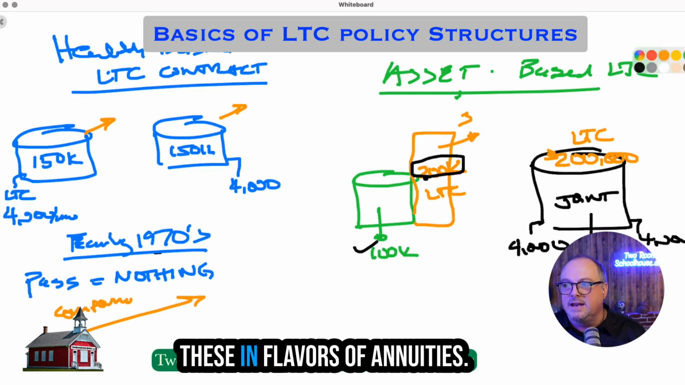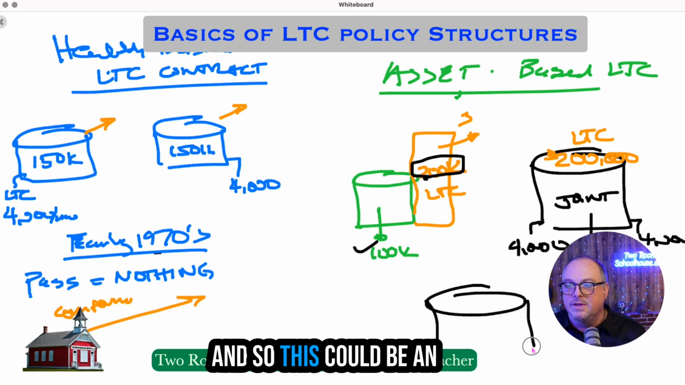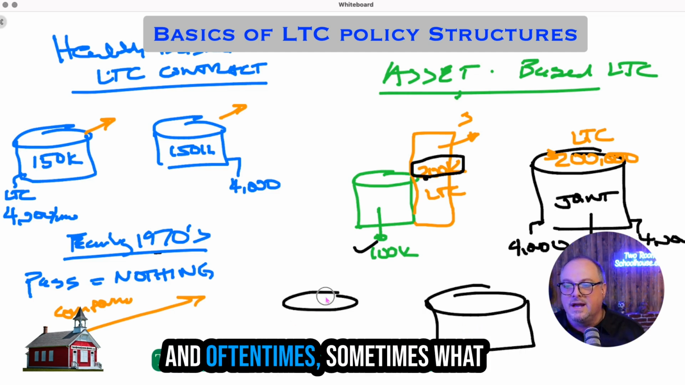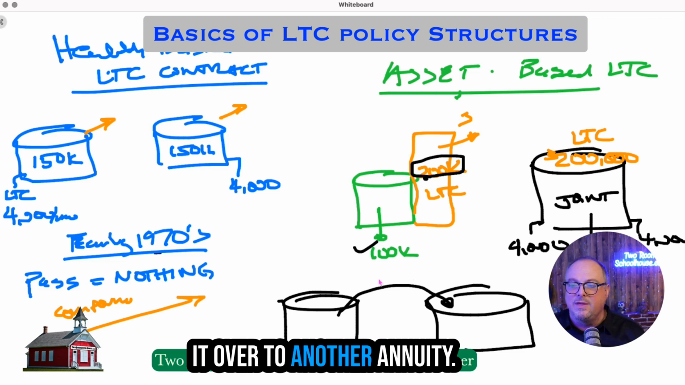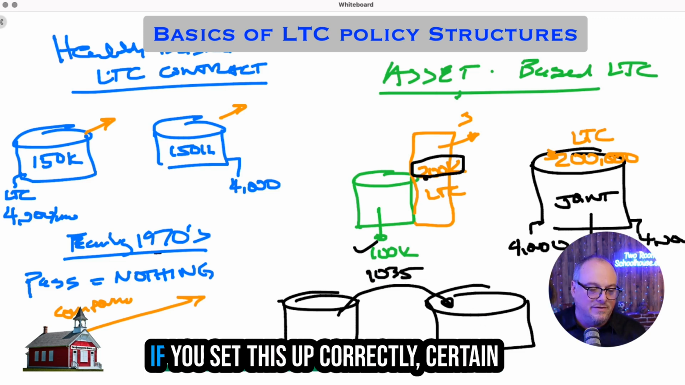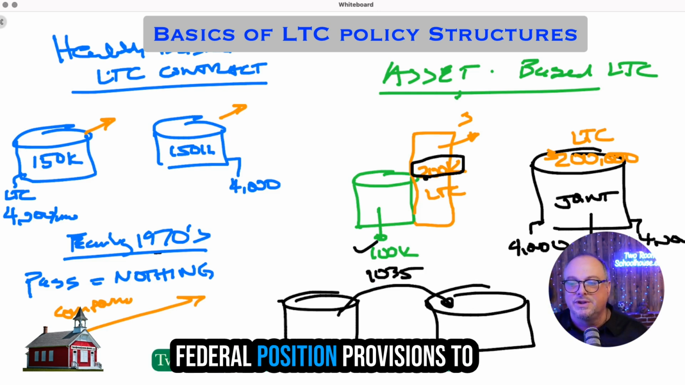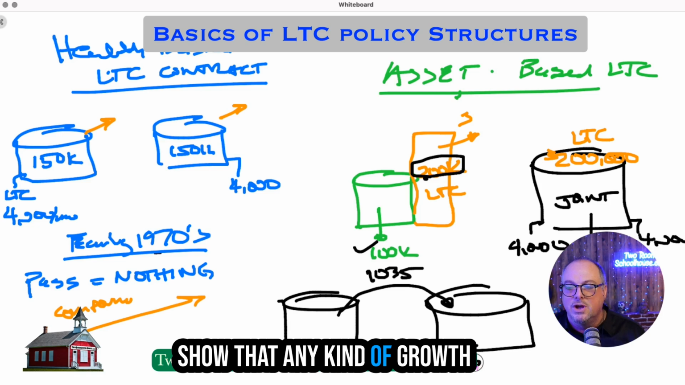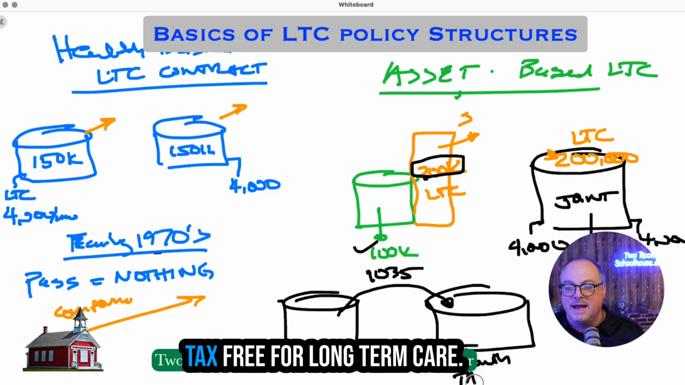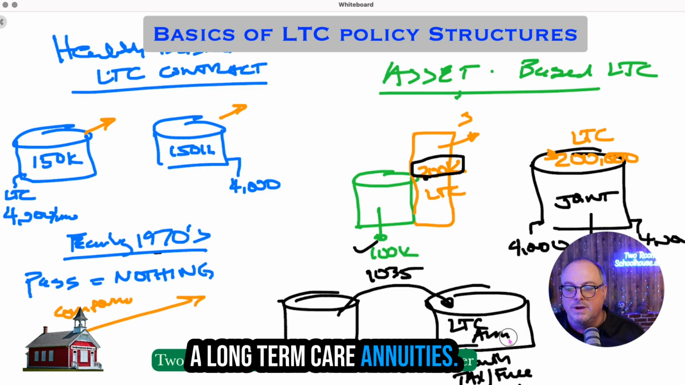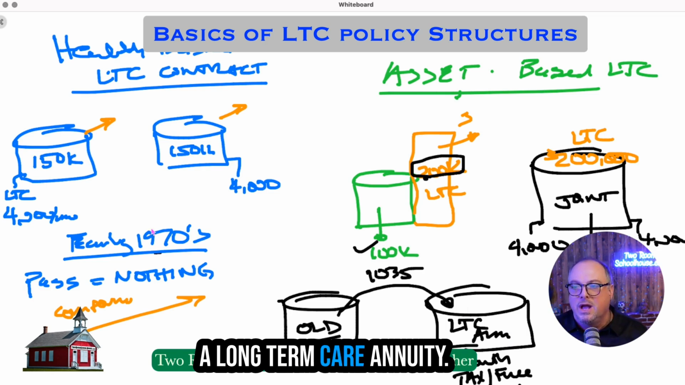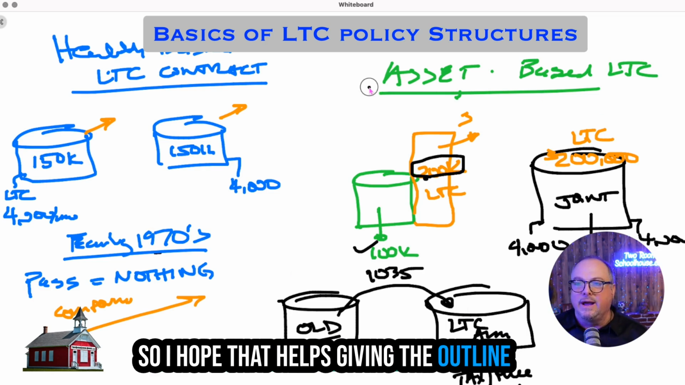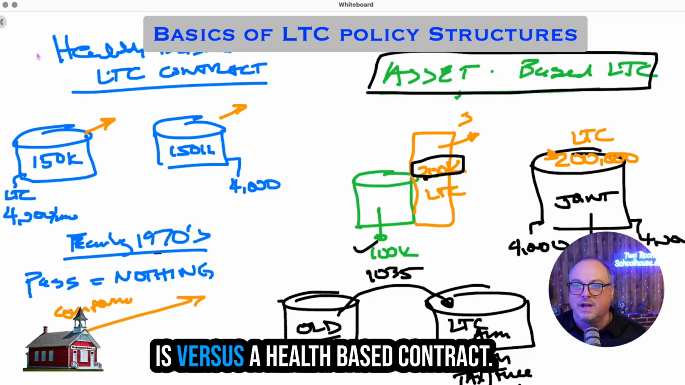They also make these in flavors of annuities. This could be an annuity sitting here. Sometimes folks take it out of an old annuity and roll it over to another annuity. It's called a 1035 exchange. If you set this up correctly, certain federal provisions show that any growth moving forward is going to be tax-free for long-term care. So these are long-term care annuities, and old annuities can be transferred over into a long-term care annuity. I hope that helps give the outline of what an asset-based long-term care policy is versus a health-based contract.